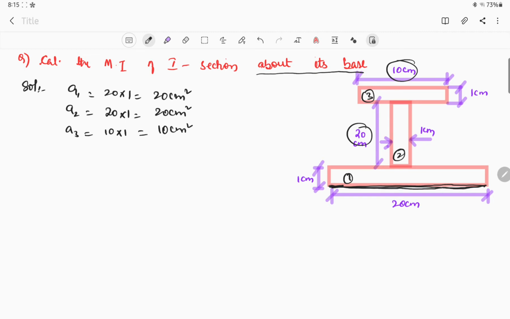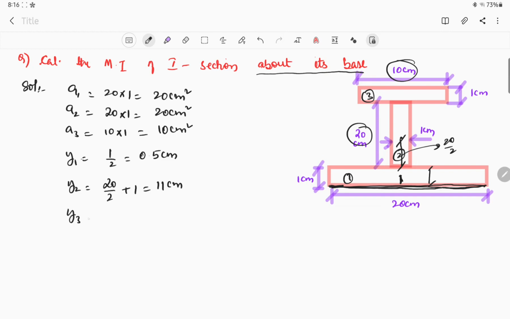Now we will calculate moment of inertia about its base, right? So we will calculate first y1. Y1 is equal to, suppose this is the centroid of this figure, what will be this distance? Total is 1, so 1 by 2, which is equal to 0.5 centimeter. What about y2? Suppose this is the center of this one, so 20 by 2 plus this distance, total distance is 1. So 20 by 2 plus 1, which is equal to 11 centimeters.